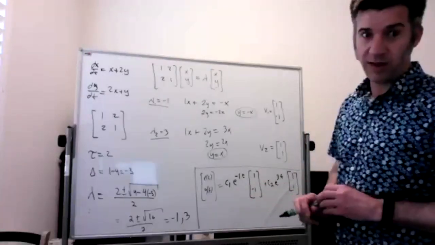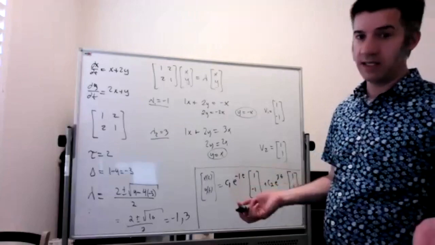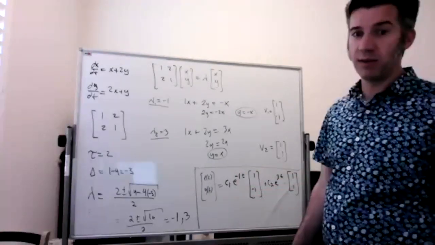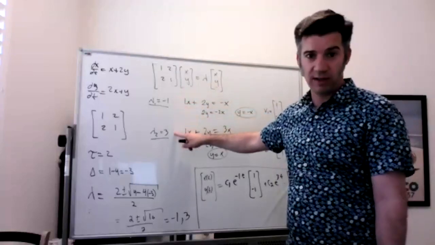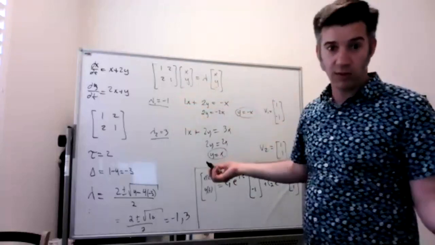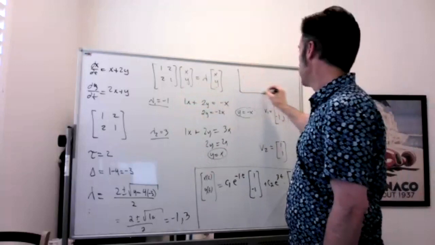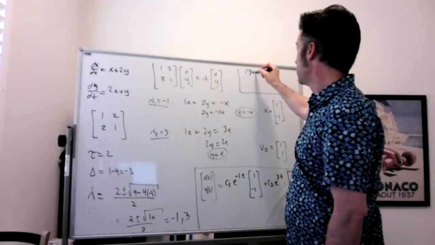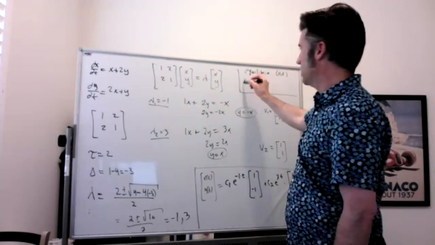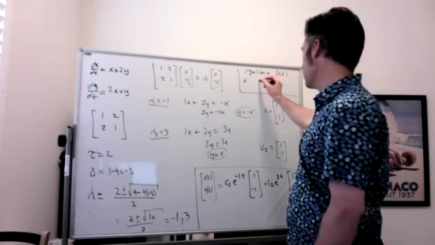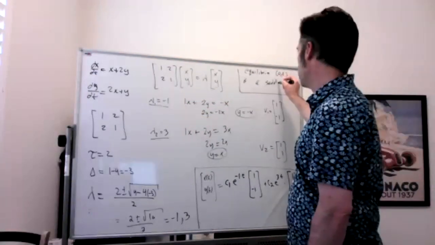All right, so now they're asking us to classify the steady states. Everybody should be able to tell me, since one eigenvalue is negative and one eigenvalue is positive, our steady state, or our equilibrium, is what? Yes, thank you, a saddle.